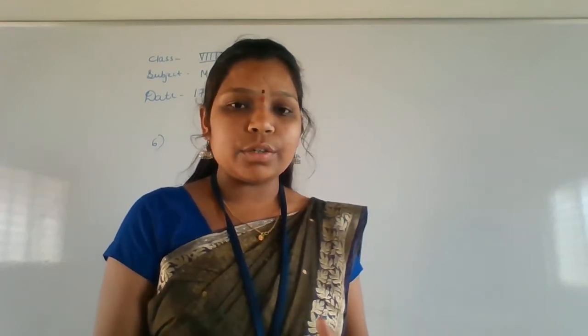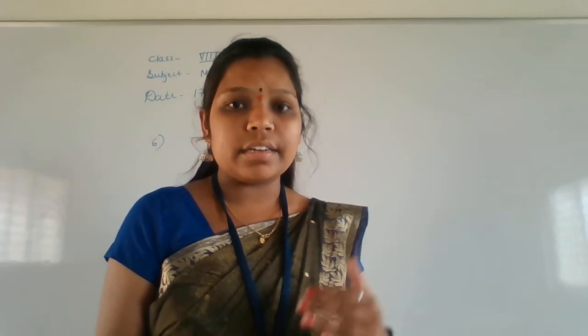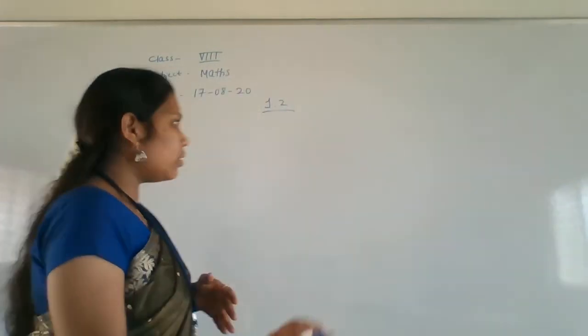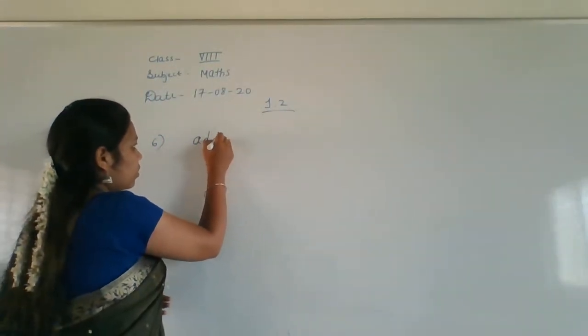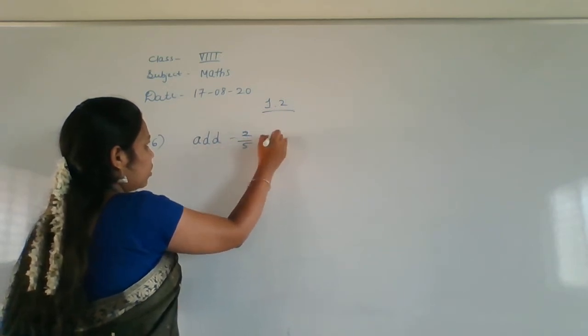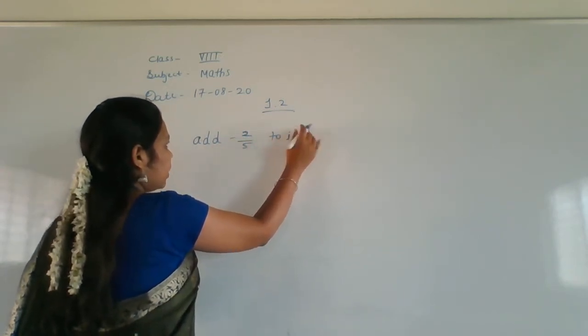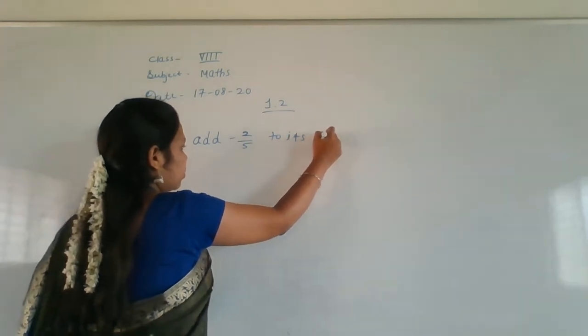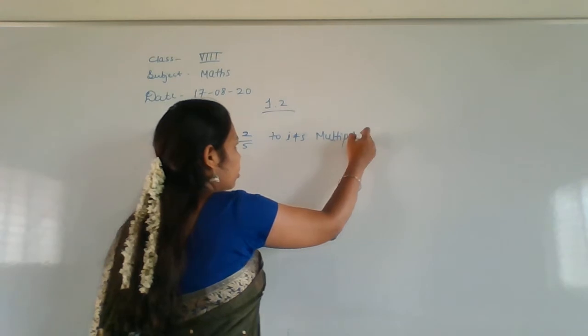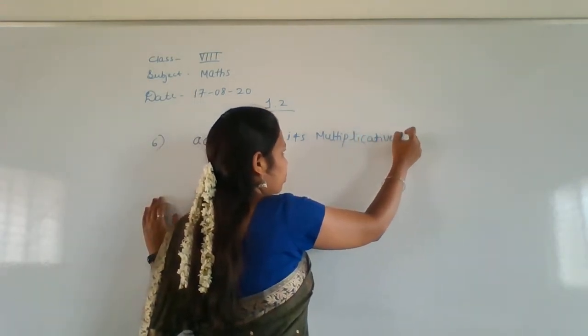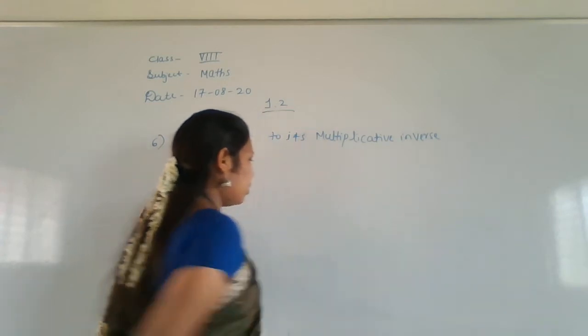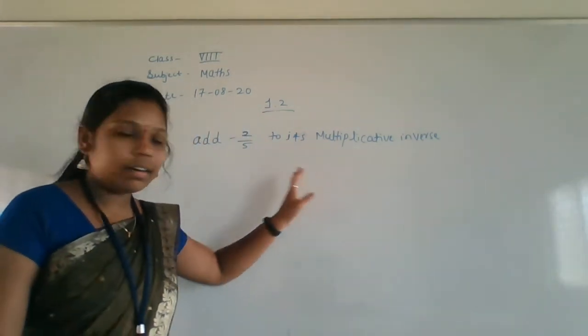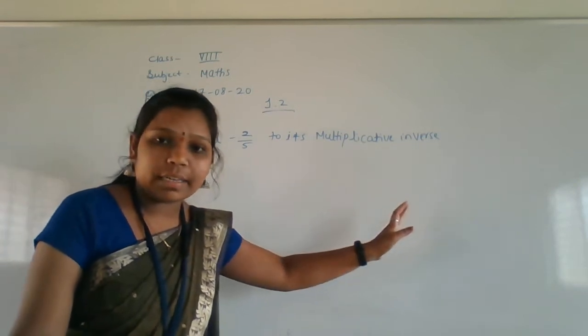Minus 5 by 2. Multiplicative inverse is nothing but what? It is the reciprocal of a given number, right? So here we have to take the reciprocal of that number, that means minus 5 by 2. Here they have given to add minus 2 by 5 to its multiplicative inverse.